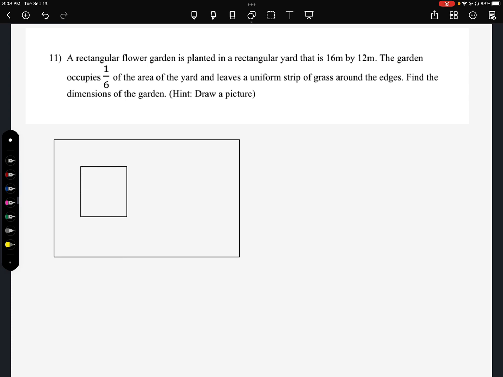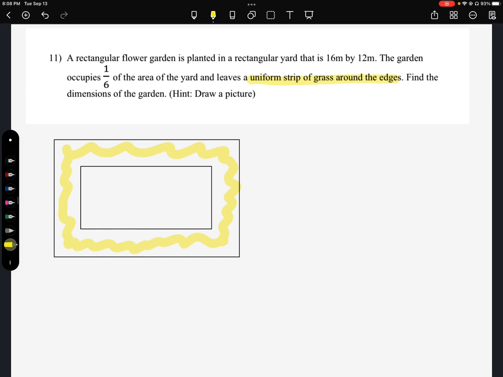garden right inside. It may not be drawn exactly to scale, but it says there is a uniform strip of grass around the edges. So this is our uniform strip of grass around the edges right here. That's our grass. The actual garden is this portion inside, the inner rectangle. Now it says that the yard is 16 by 12.